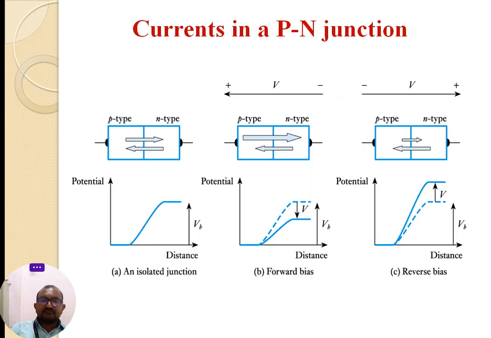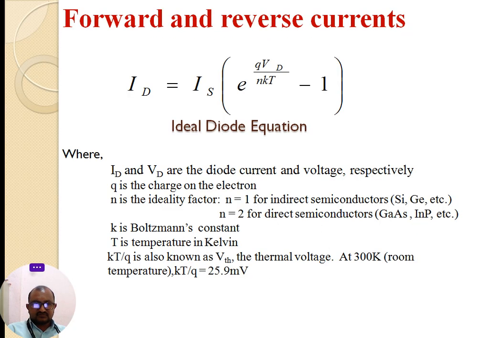Then, current in a p-n junction. See here, this is the diagram showing how current flows through the diode. First of all, consider the p-type material and n-type material. The arrows show opposite directions. The current flows in the positive to negative direction, and the other is negative to positive direction. Then the isolated junction, followed by the forward biased junction, and the reverse biased junction.